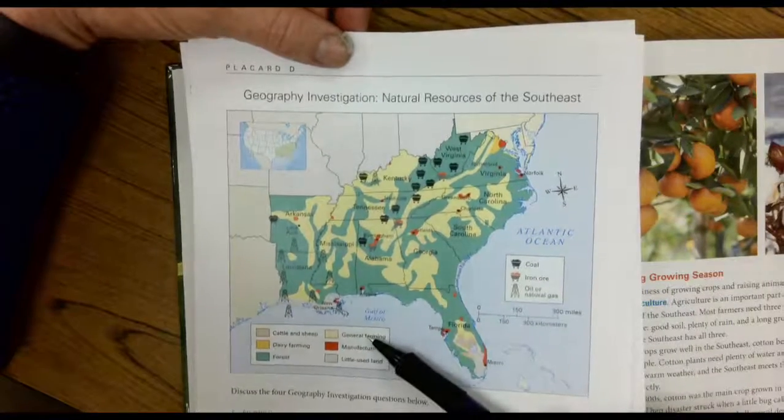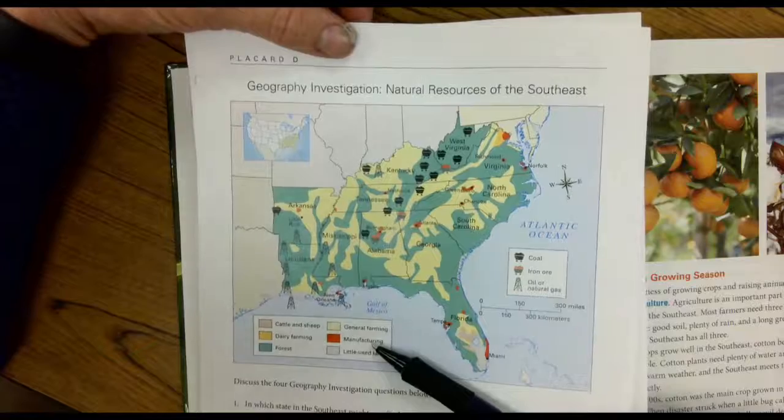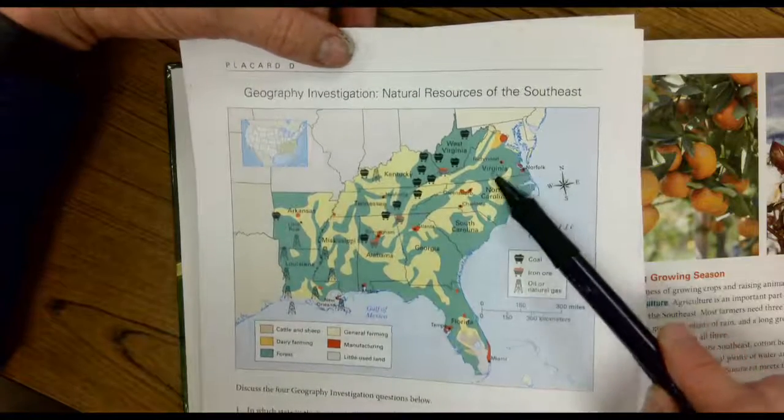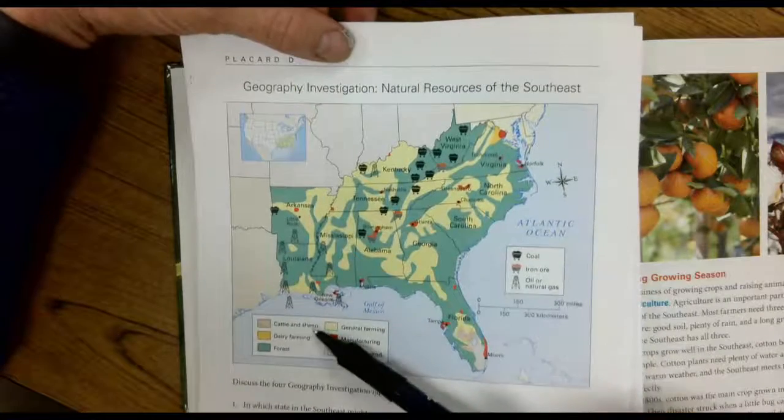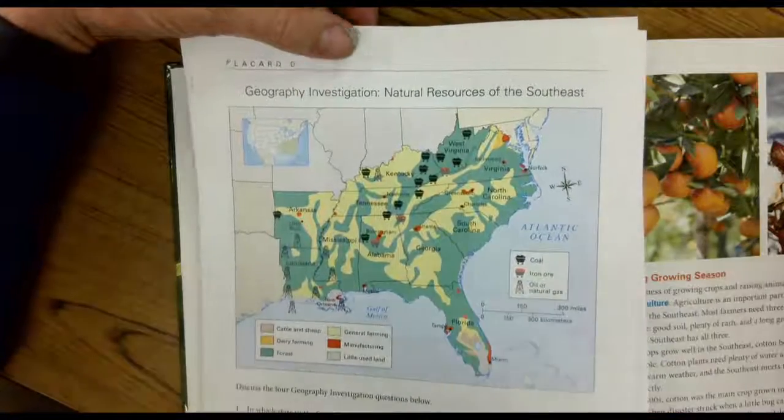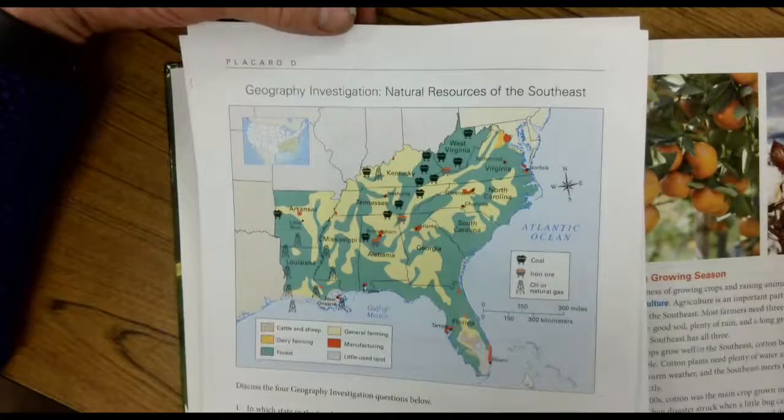This yellowish is general farming. Red, manufacturing. Notice those here along that fall line. You got cattle and sheep, dairy farming, and lots of forests in this region.